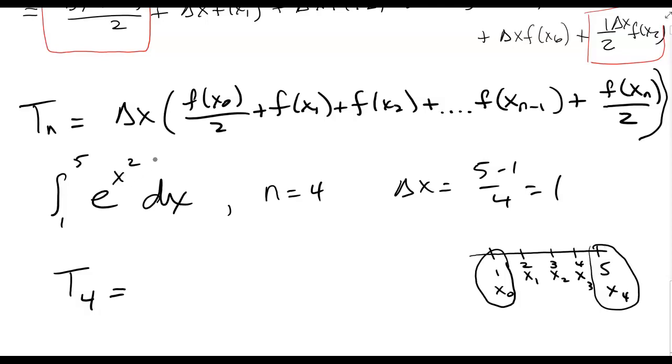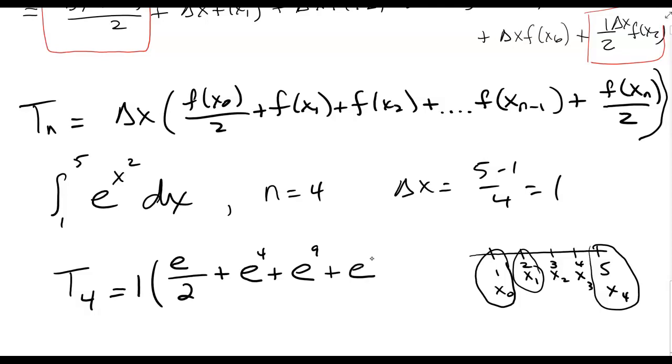All right, my function is e to the x squared. So my delta is 1. My first value is a 1, so e to the 1 squared is just 1. But that one I have to take over 2. I add that to f of x sub 1, which is actually a 2. Two squared is e to the 4th. X sub 3 is 3 squared, e to the 9th. Plus e to the 16th. Plus e to the 25th divided by 2.